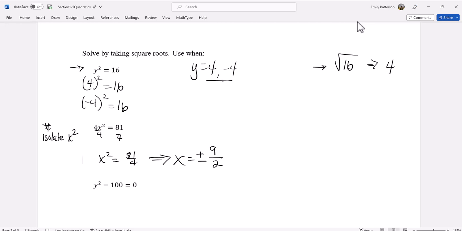This one we can actually solve two ways. I can say this is the difference of two squares, so I've got, not x.